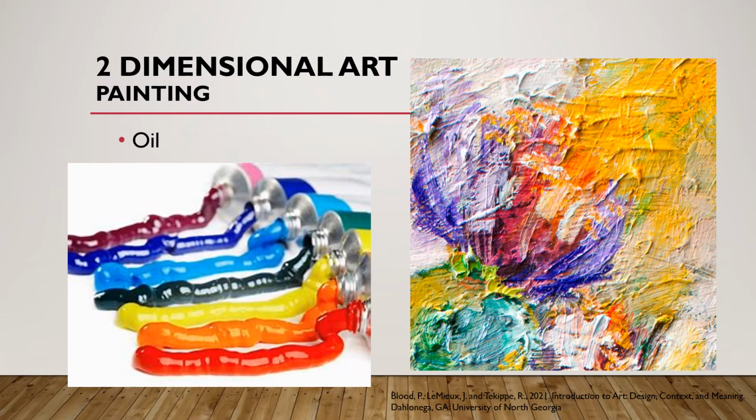And oil paints are unique in that they can either be opaque, in other words, you can't see through them, or they can be transparent, where you can see through them, just depending on how they're applied.